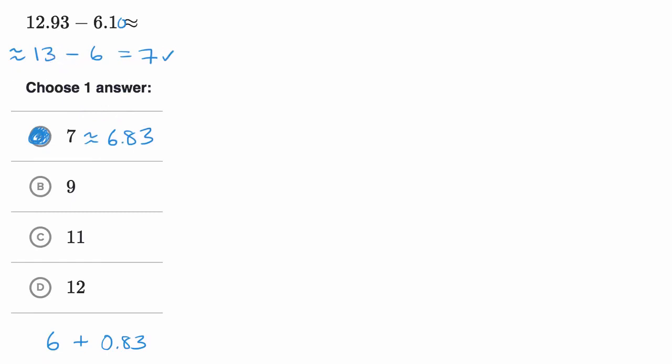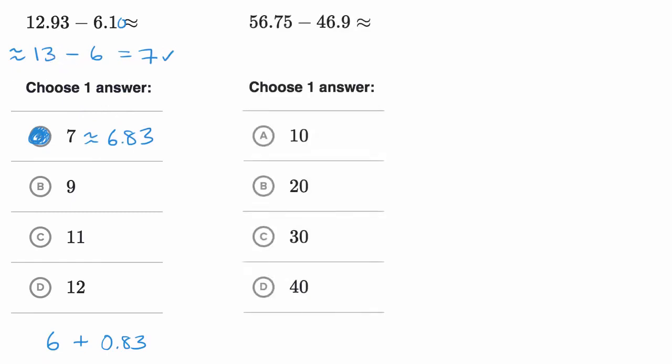Let's do another example. So here we are asked, what is 56.75 minus 46.9 approximately equal to? Once again, pause this video and try to work it out. Well, here I'm going to do the same thing. I'm just going to round each to the nearest whole number and then subtract. And I'm going to write it out, but you could do this in your head.